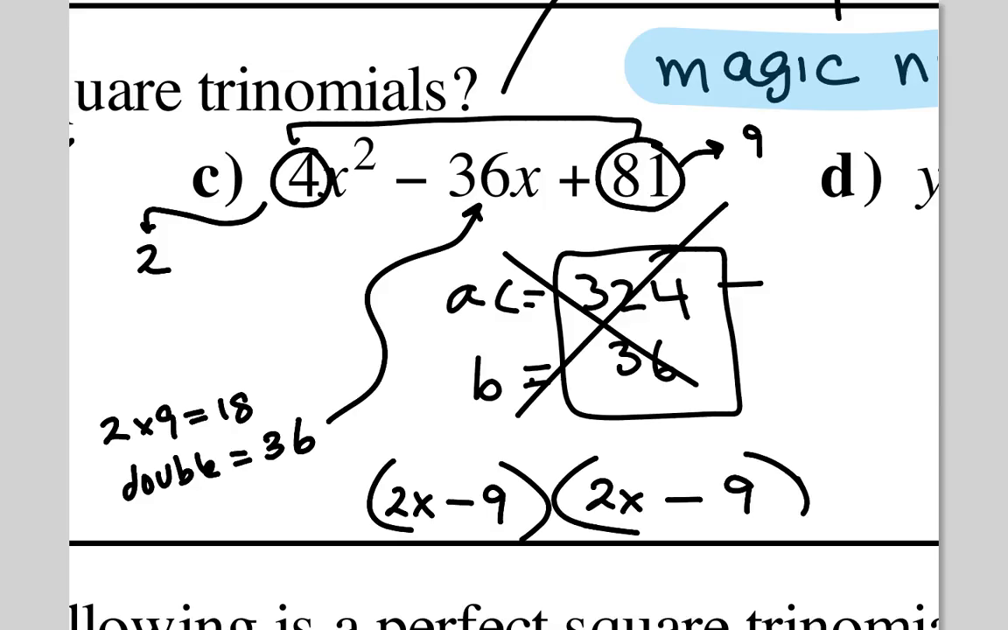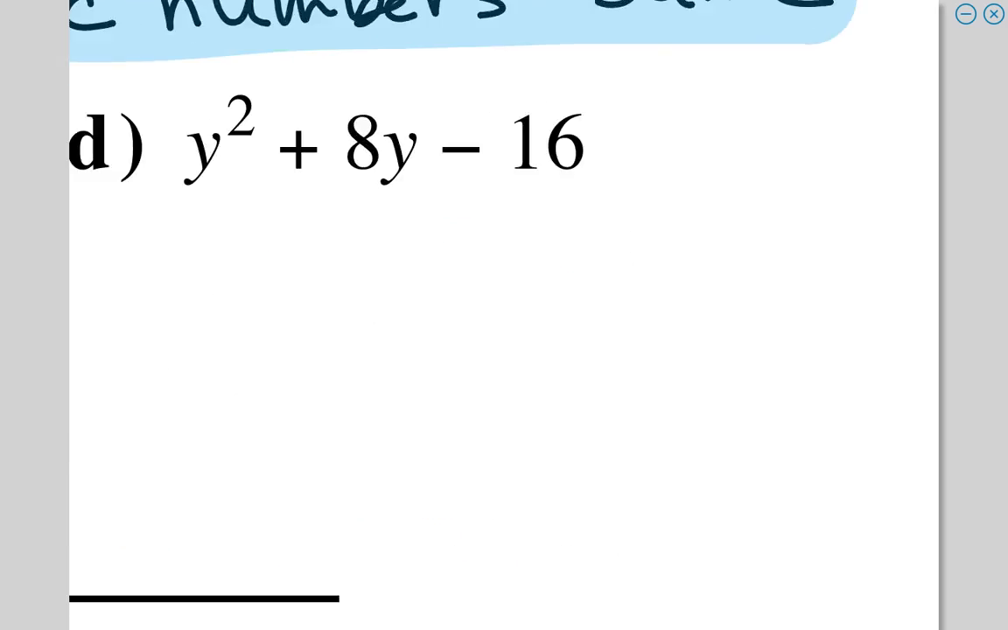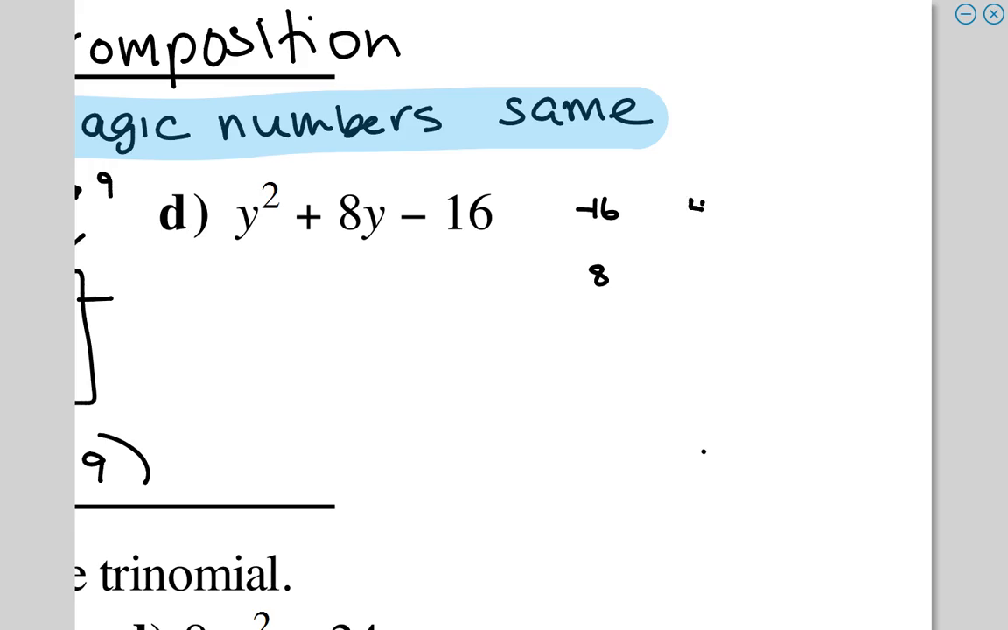Okay, let's do the next one. Does it meet our requirements? This one I'd just probably go with the AC thing, right? What's AC? Negative 16. And what's B? 8. What multiplies to negative 16? 4 and 4? But 4 times 4 would be positive 16, so it can't be that. And minus 4 times minus 4 would be plus 16, sorry, 2 negatives make a plus.